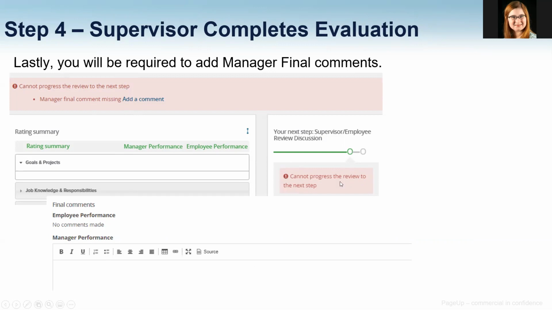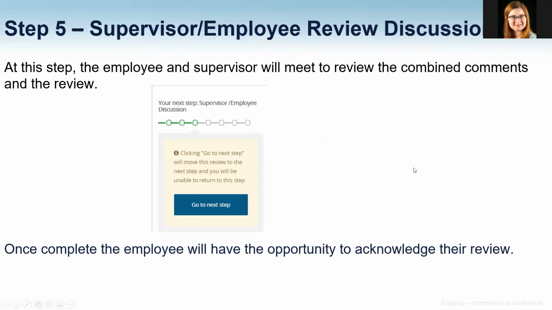Once you have done that, then the go to next step button does appear and you can move it into the next phase. The next phase does in fact also belong to you. You are likely going to log out of the system at this point in time because you're going to need to schedule a meeting between your employee and yourself to review any of the documents, comments, and go over their evaluation. That is definitely an outside of the system task.